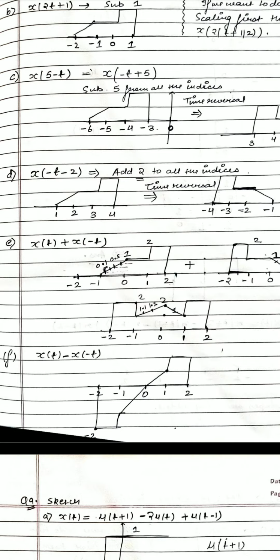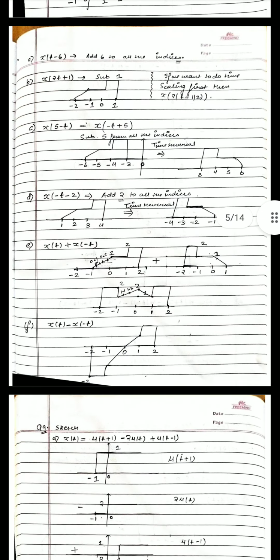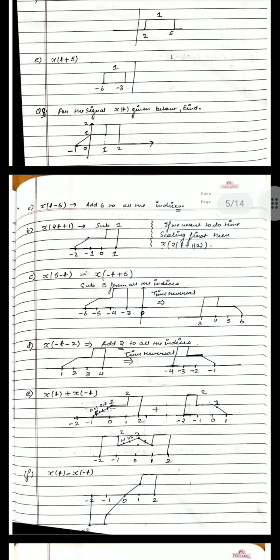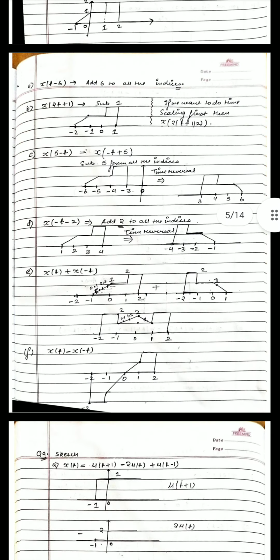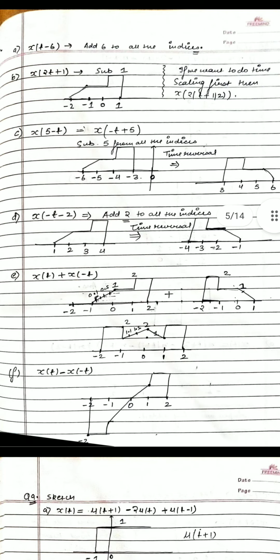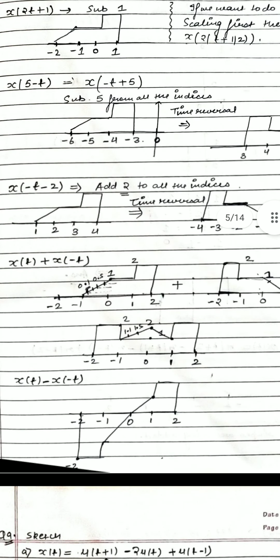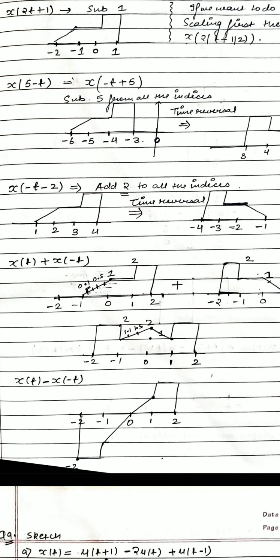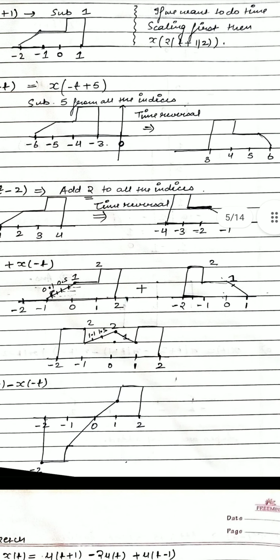Now x of t and x of minus t. Where is x of t? This is x of t. How can we find x of minus t? By rotating it about the y-axis. After rotating it about the y-axis, we will get a graph something like this.